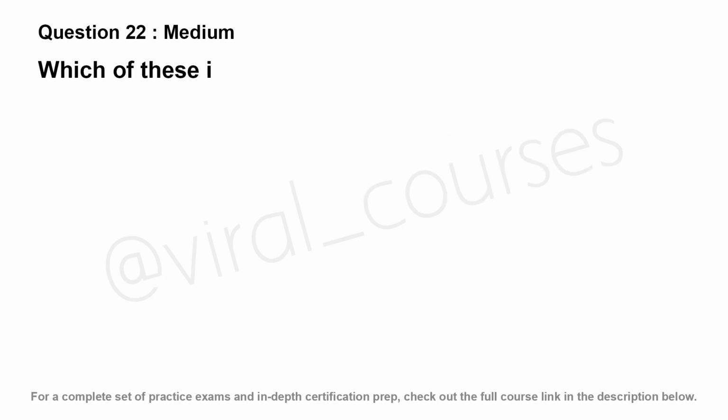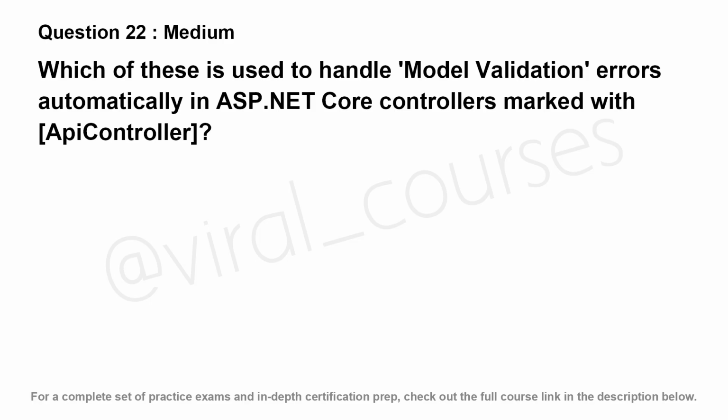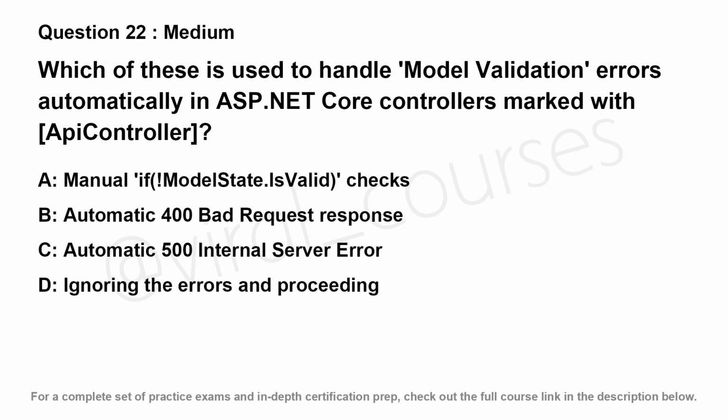Which of these is used to handle model validation errors automatically in ASP.NET Core controllers marked with ApiController? Option A, manual if ModelState.IsValid checks. Option B, automatic 400 Bad Request response. Option C, automatic 500 Internal Server Error. Option D, ignoring the errors and proceeding.